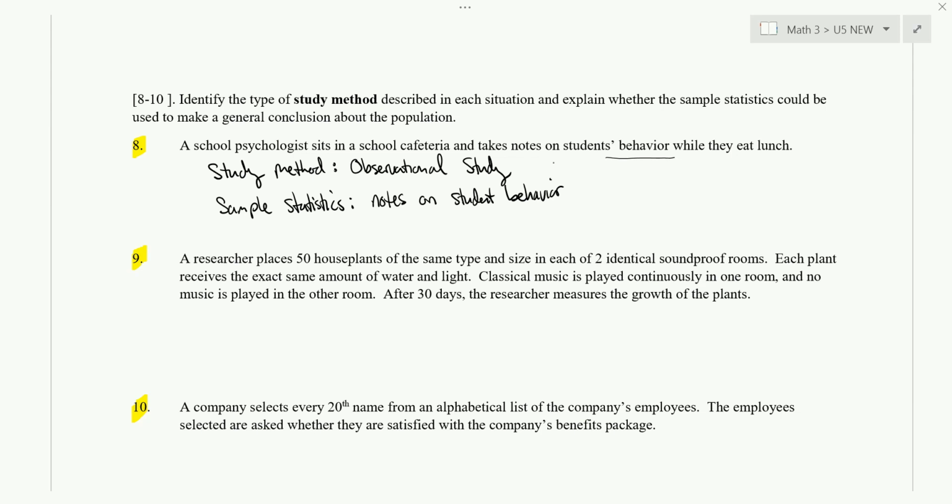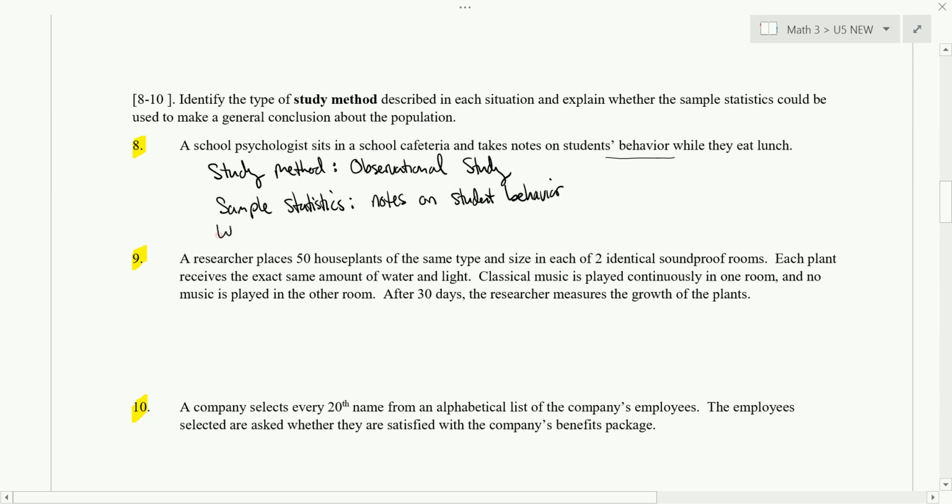Well, that really has to do with is their sample unbiased or is it biased? In this case, I'd say it's biased because we're just looking at one place, one time, and it doesn't represent the whole school because not everybody had an equal chance of being at that particular time and place. And so explain whether the sampling statistic could be used to make a general conclusion.